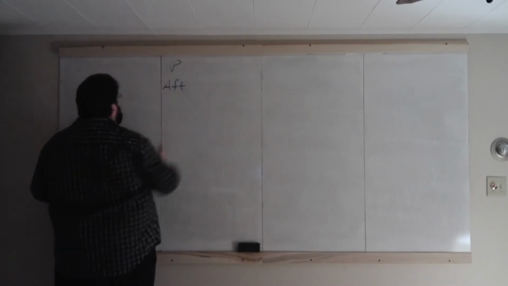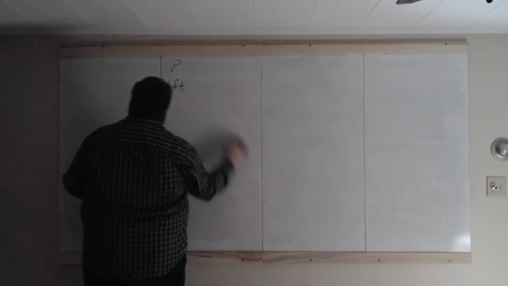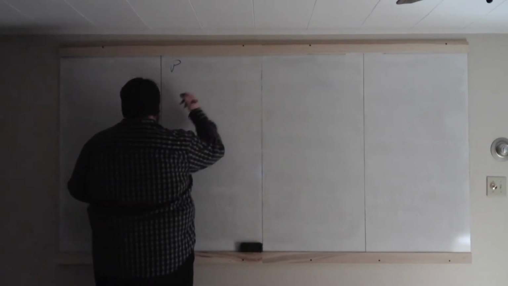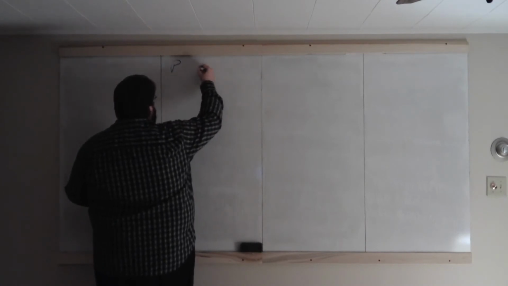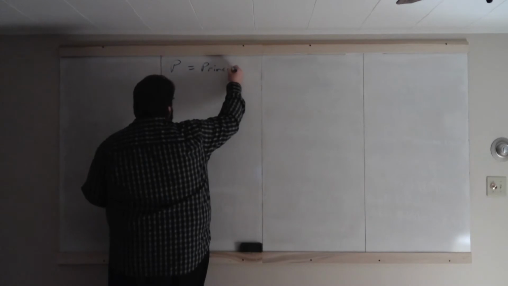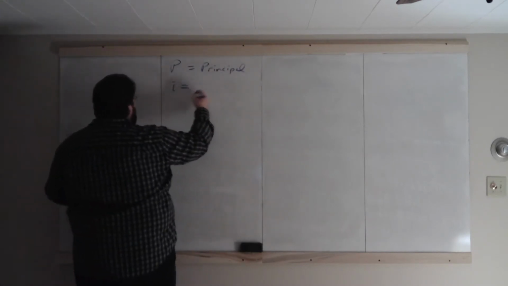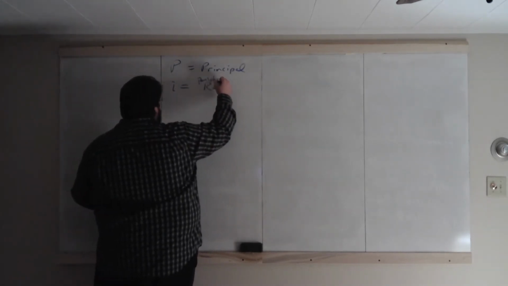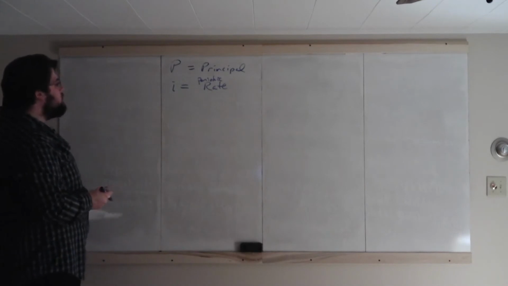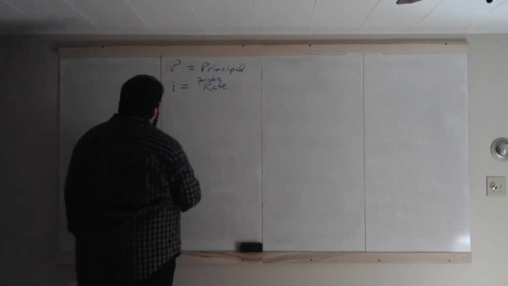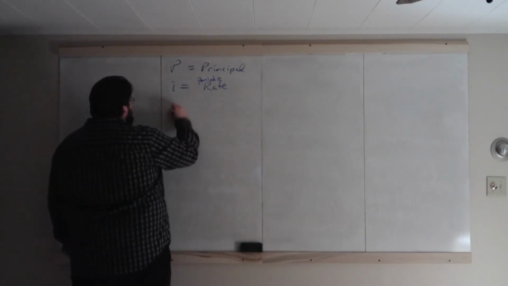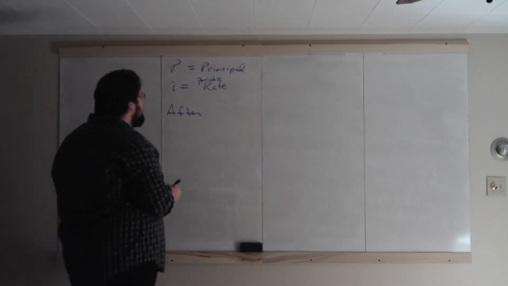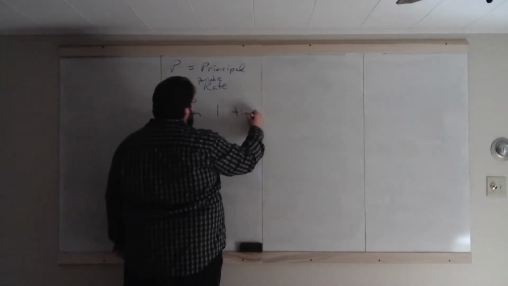So suppose you have p, a principal amount that you invest. So p is principal. Let i be the periodic rate. So that's all we're going to need to derive this formula. Well, actually, it's not, so let's see how it goes. The periodic rate means it's a rate for a given time period. So let's say after one time period.